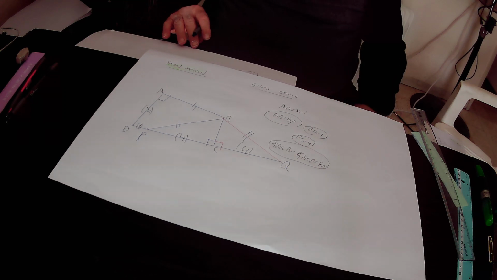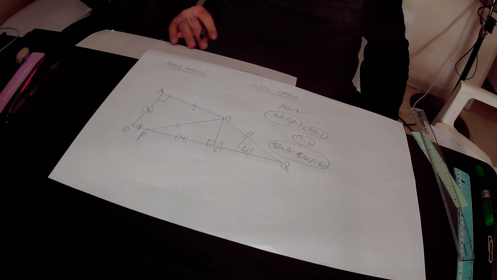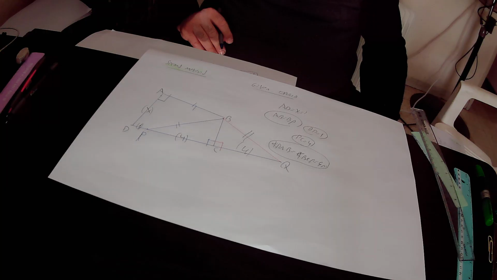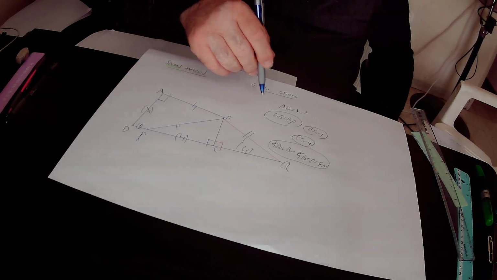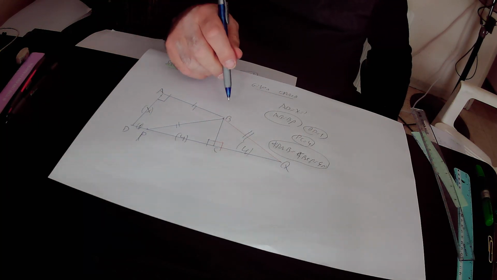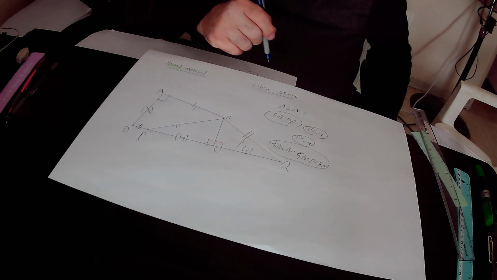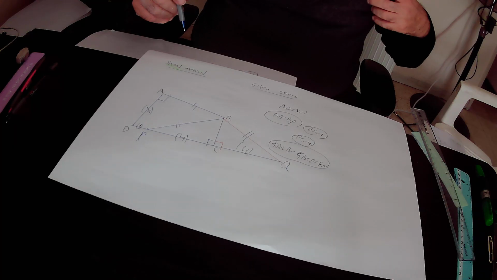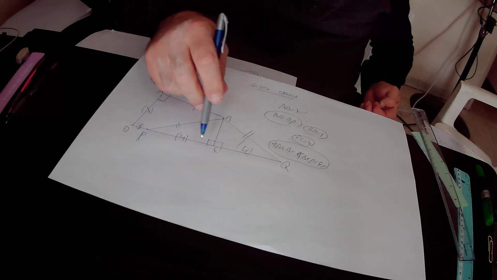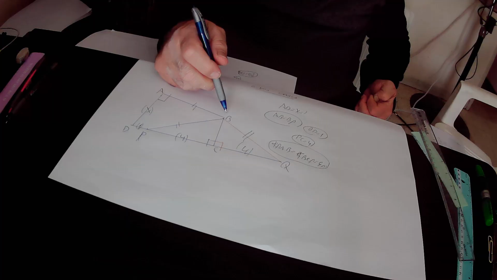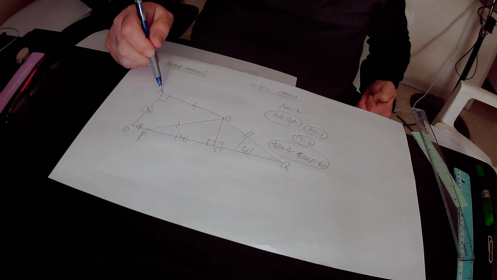In the next step, we will do a construction. That is to say, we will draw a circle around point B in such a way that point B will be the center of the circle and BA will be the radius of the circle.